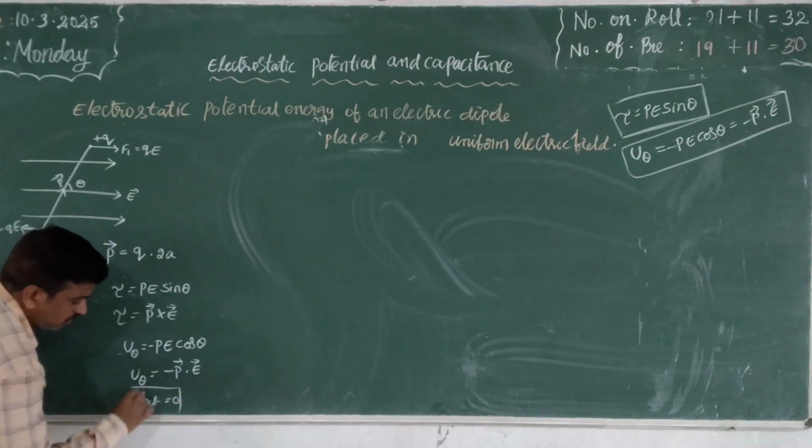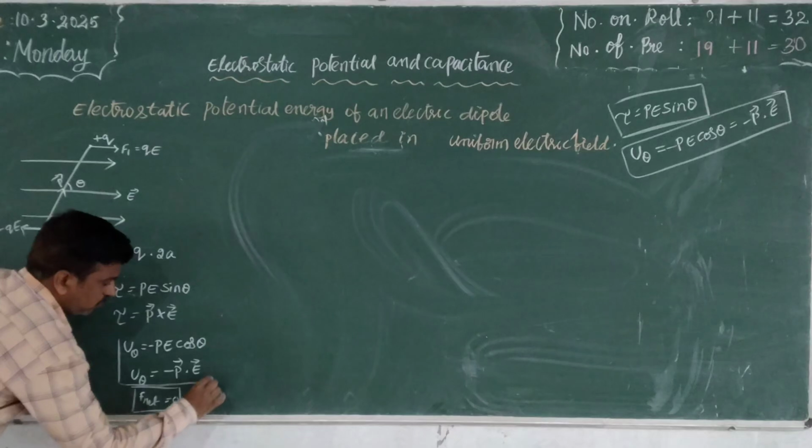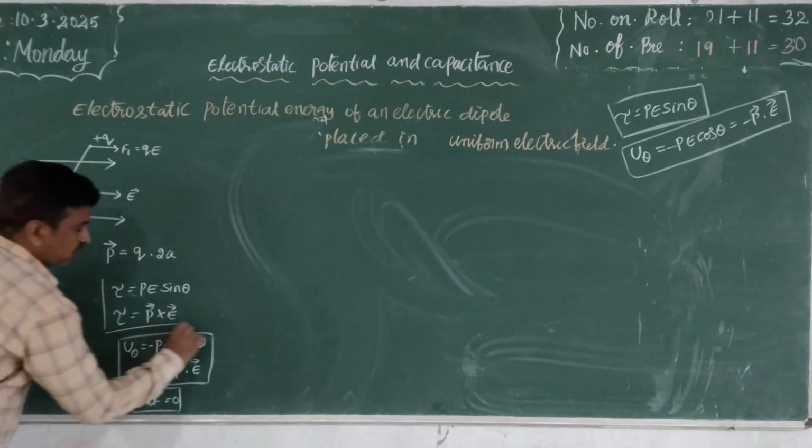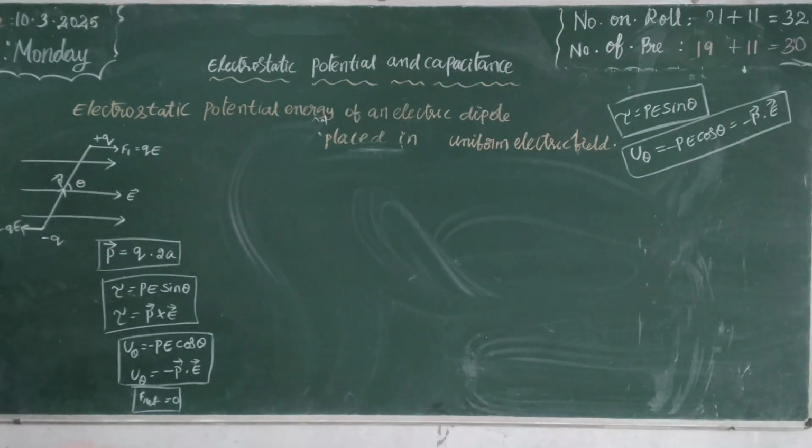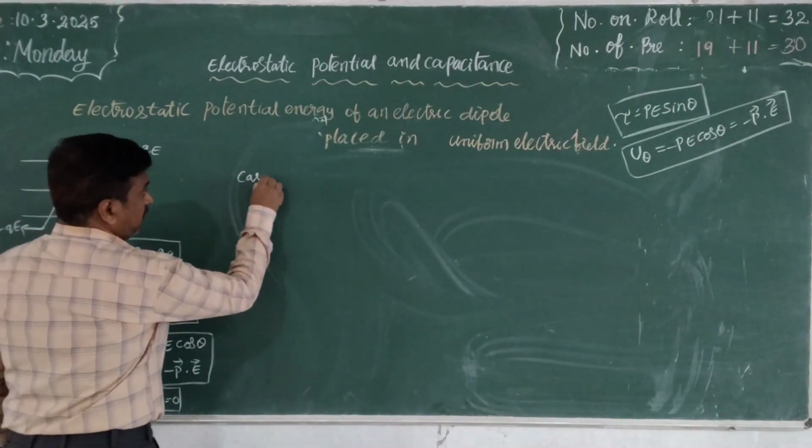Always zero. This is always zero. This is the electrostatic potential energy. This is the torque acting on the electric dipole. This is the electric dipole moment. These are the terms we can use when the electric dipole is placed in an external uniform electric field. By using this, we can write three special cases.